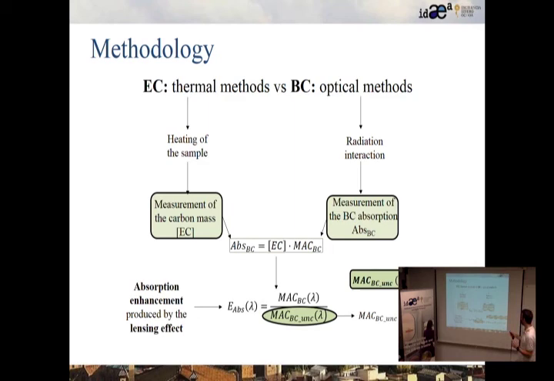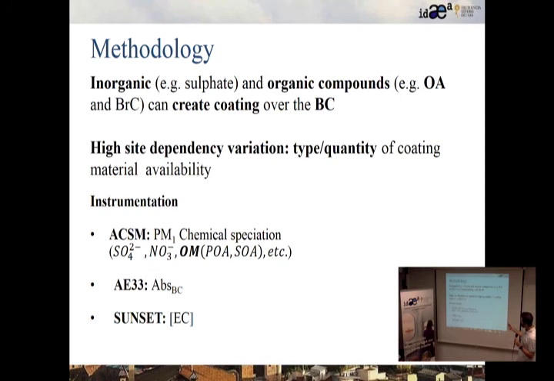Which compounds can create a coating over the BC particles? Both inorganic ones, like sulfate, and organic compounds, like brown carbon, which affects more the shorter wavelengths, and organic aerosols. As I said, there is very high site dependency; it varies a lot.